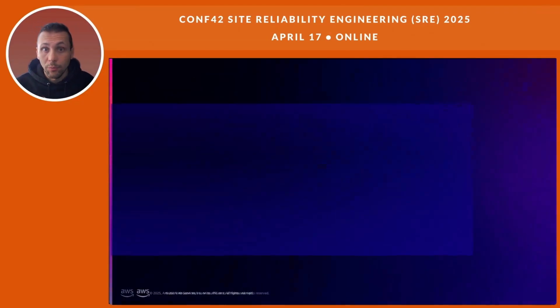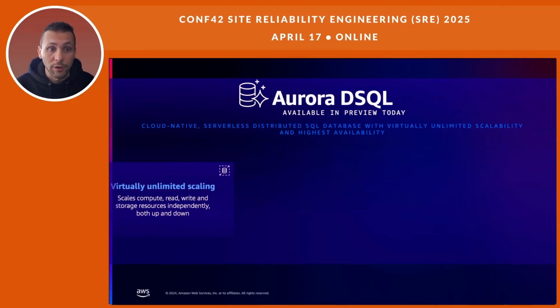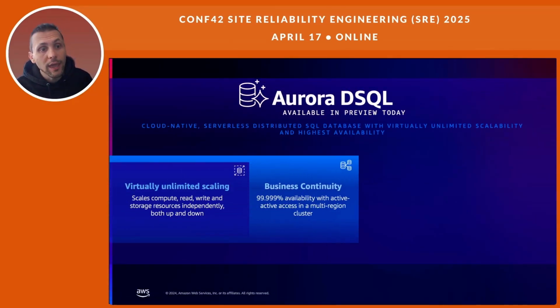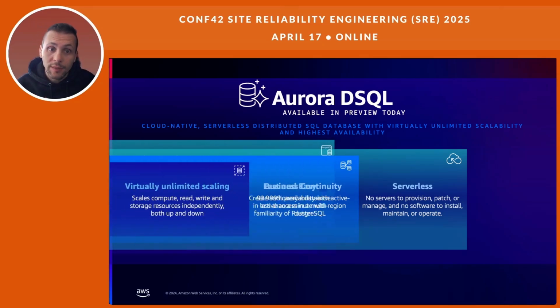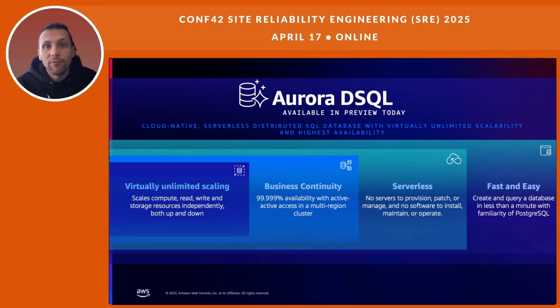2024 during re:Invent Amazon Aurora DSQL, which is a cloud-native, serverless, distributed SQL database with virtually unlimited scalability and the highest availability of AWS. In this talk, we're going to talk about how that was possible, all the behind-the-scenes important architecture decisions that were made in order to make this available.